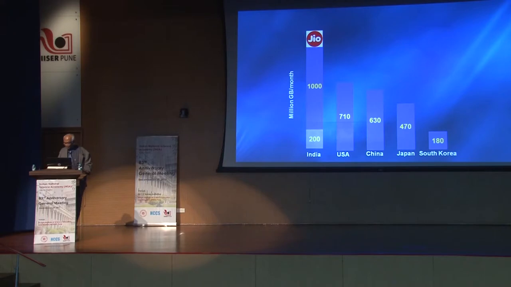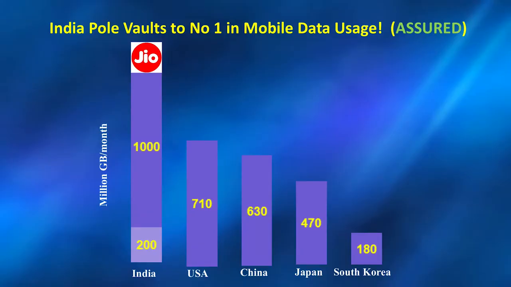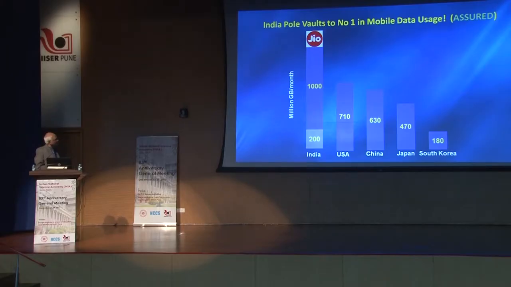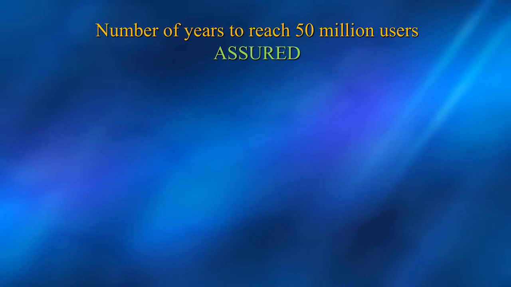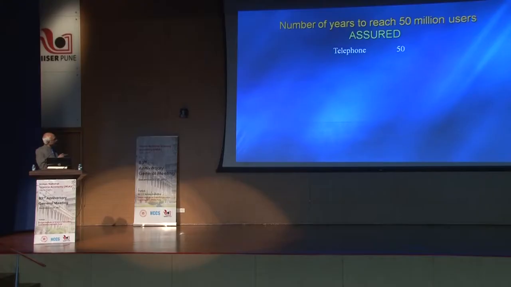How did that happen? It was not just pumping money. There is a huge innovation, as you will come to know later. So we have pole vaulted. And is this assured? I'll explain that it is assured. Look at the speed and the scale that we talk about. Remember the two words, S, scalable, and R, rapid. Look at this.